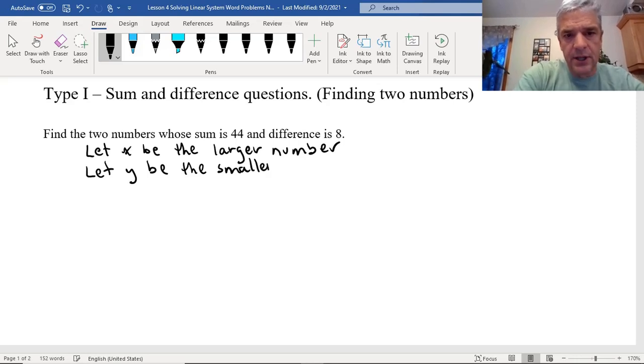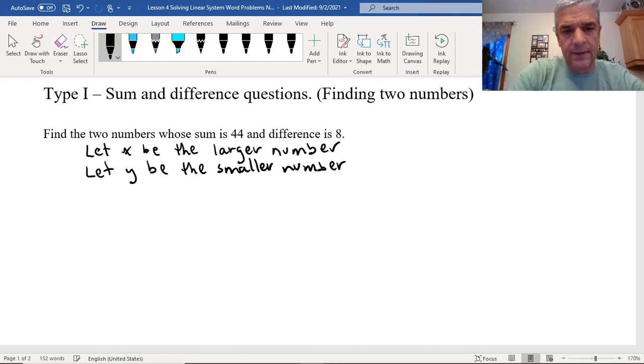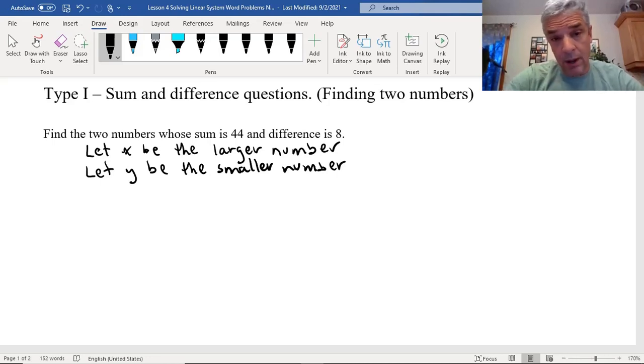Now, you don't have to use X and Y, but mathematicians tend to use X and Y quite often, okay? Now, once we've done that, we've identified what we're looking for as X and Y. Once we can solve for X and Y, we've essentially finished our word problem, and we can write our therefore statement of what the two numbers are. So X and Y being those two things.